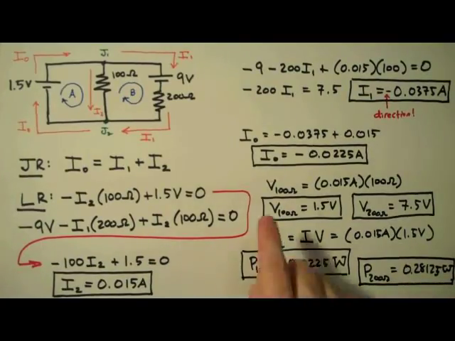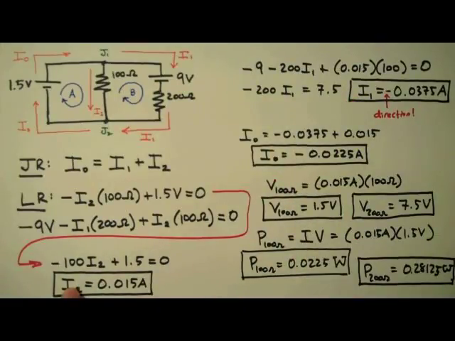And we're done. So there you have it. The current through, the voltage across, and the power dissipated by resistors using Kirchhoff's rules.